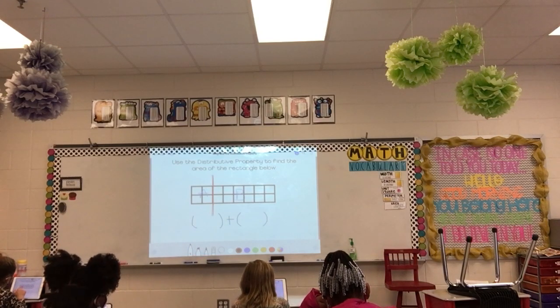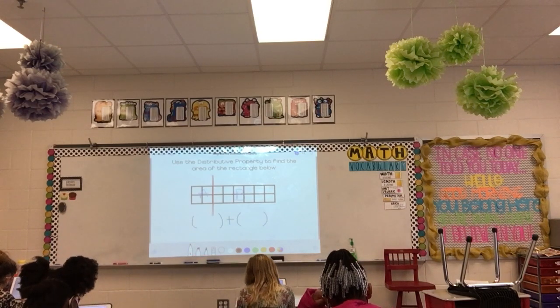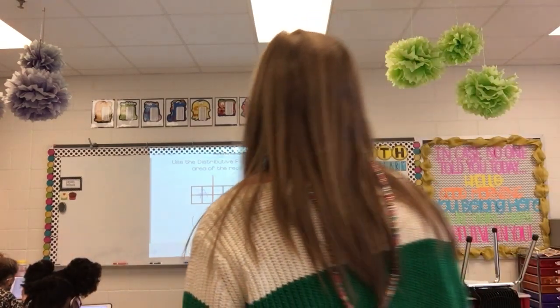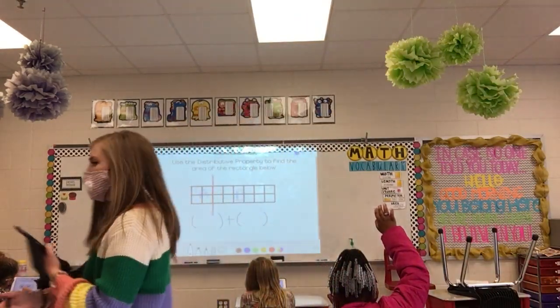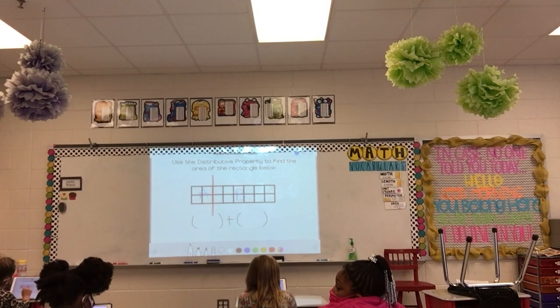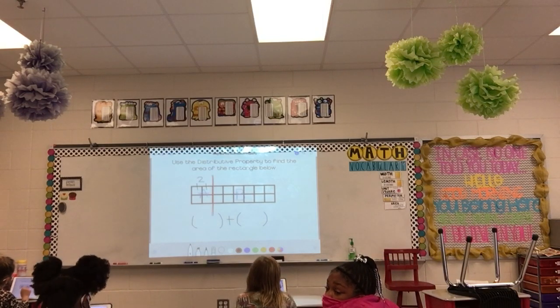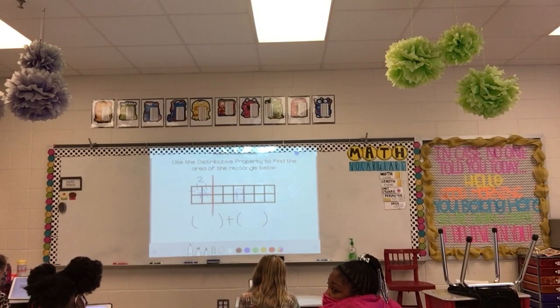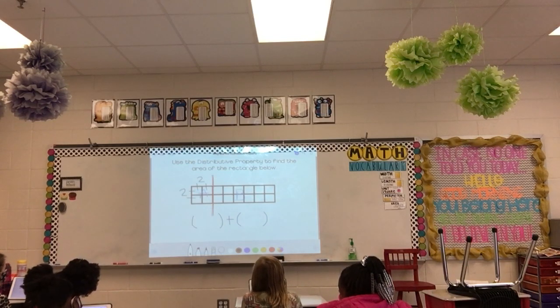All right. What is the length and width of rectangle A? Harley? Okay, we have 2 across. We've got to stop at that red line, remember? And then 2 down. So we would multiply 2 times 2 to find that area.